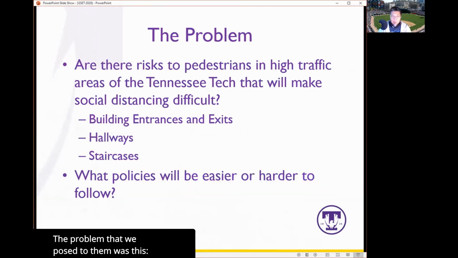The problem that we posed to them was this: if we make some recommendations to the university, we want to know things like, are there risks that occur or are inherent based on those recommendations? So whatever those policies may be, we want to know whether or not it's going to be easier or harder to follow those. We're especially interested in looking at things like building entrances and exits and hallways and staircases. Most of what I'm going to present here has to do with stairwells.